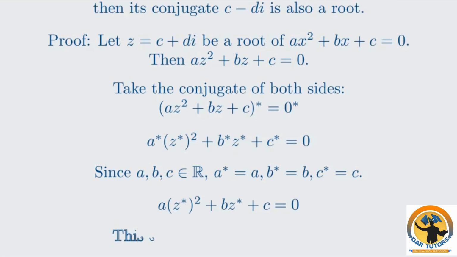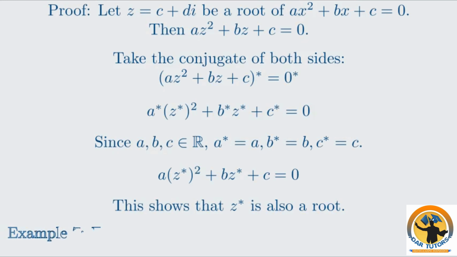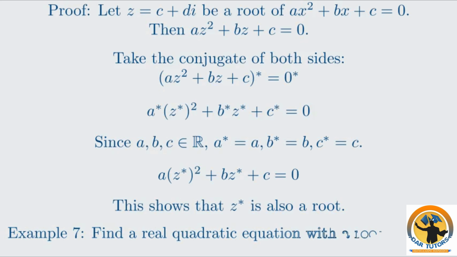This final equation shows that z star, the conjugate of z, also satisfies the original quadratic equation. Therefore, z star is also a root. This proves the theorem. This theorem is incredibly useful. If you know one complex root of a real quadratic, you automatically know the other. For example, if 1 minus 2i is a root of a real quadratic equation, then its conjugate, 1 plus 2i, must also be a root.